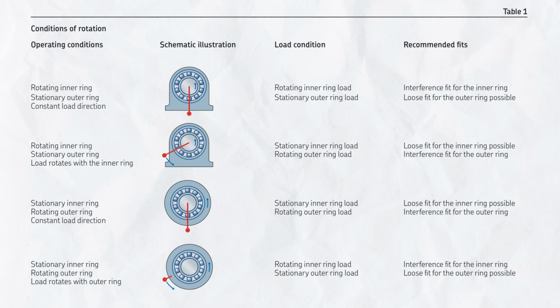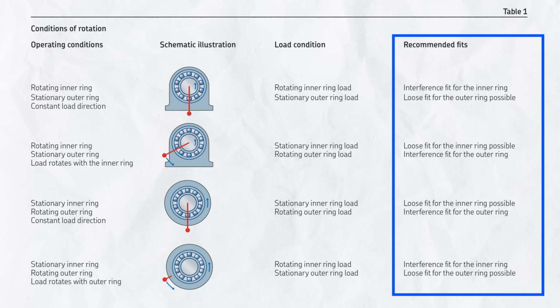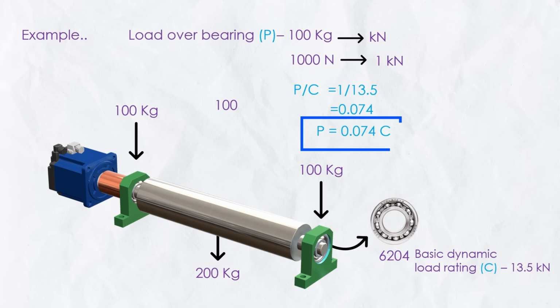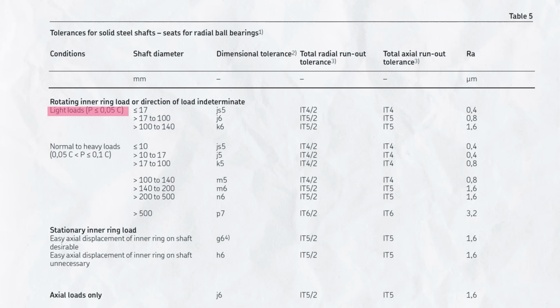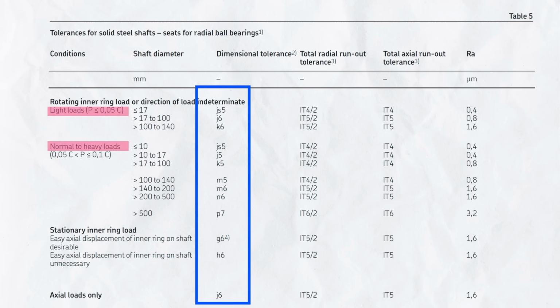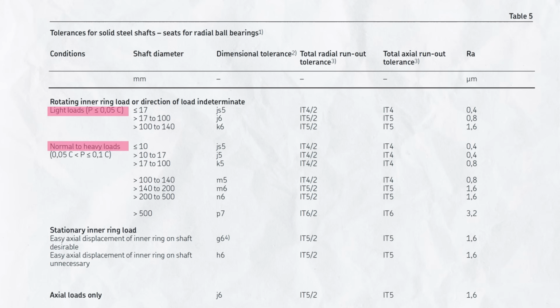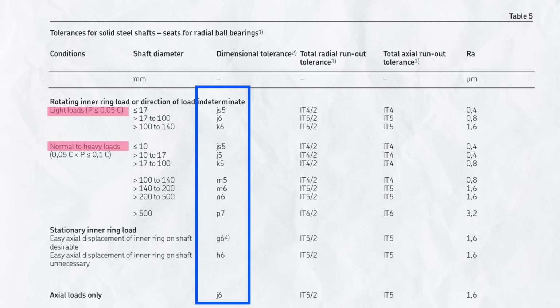So just for a quick recap, the first is know your operating condition, which ring is to be an interference fit and which ring is to be a clearance fit. Second, know your loads as compared to the bearing basic dynamic load rating: light load, normal load or heavy load. And then accordingly select the recommended fit from the table. But keep in mind, this is for a standard operating condition for a ball bearing. For other bearings, there are also separate tables.